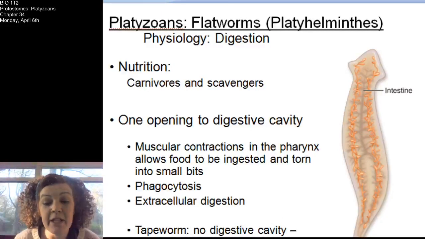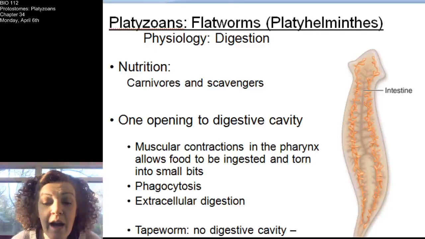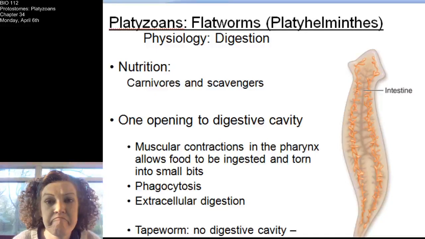Tapeworms. This is an important thing to remember. Tapeworms do not have a digestive cavity. They directly absorb food through the cell wall, so they do not have extracellular digestion. Why don't you think tapeworms have extracellular digestion? They don't really need it, right? They get their nutrition directly from the host's blood, which we will talk about in a minute.